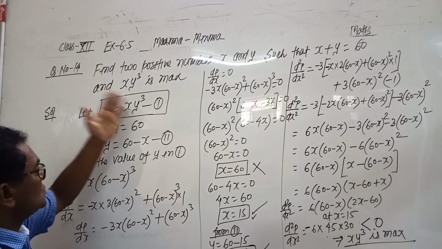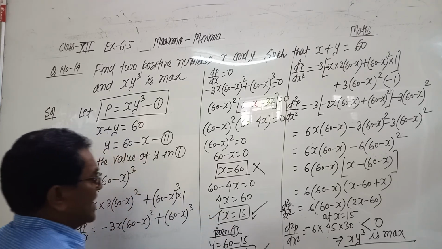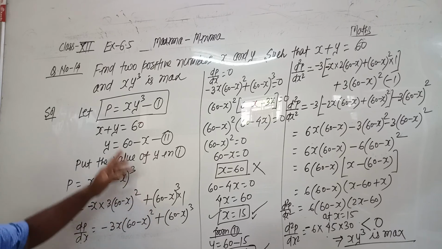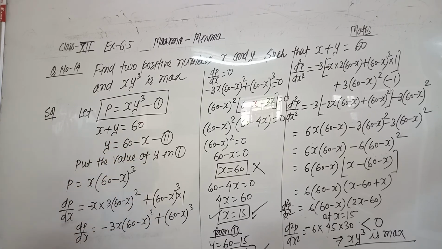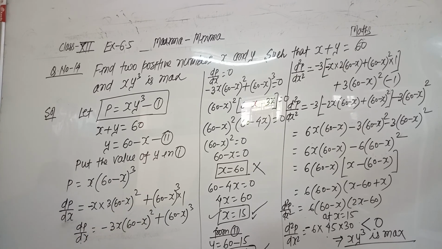Then we have to find the two numbers, in which one number we have calculated. For finding the other number, we put the value x equals 15 in the second equation, and we get the value y equals 45. So this is the way to do such types of word problems. And in the next video we will see the rest of the questions.